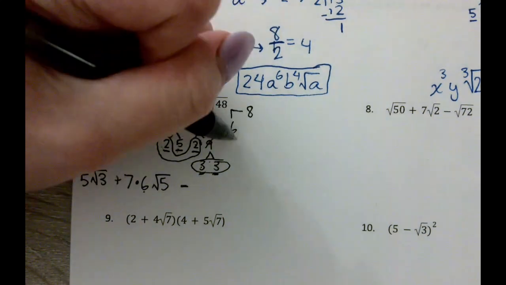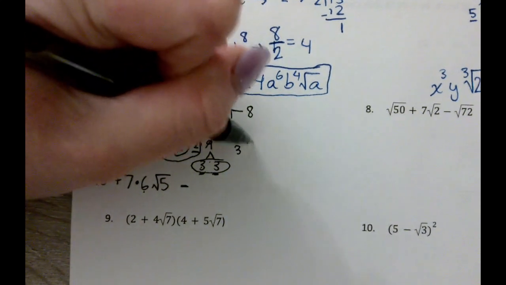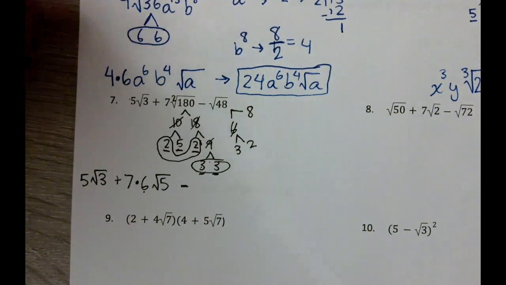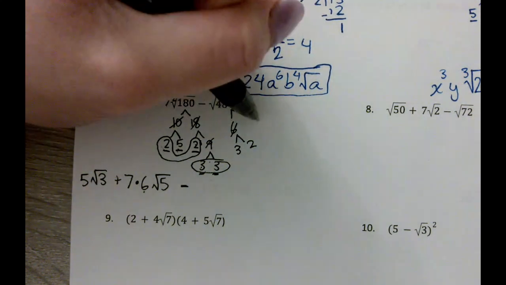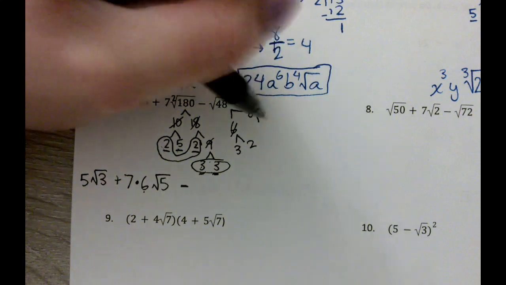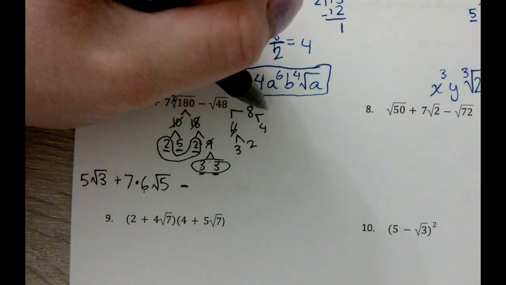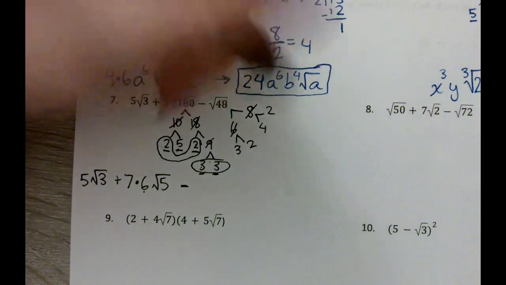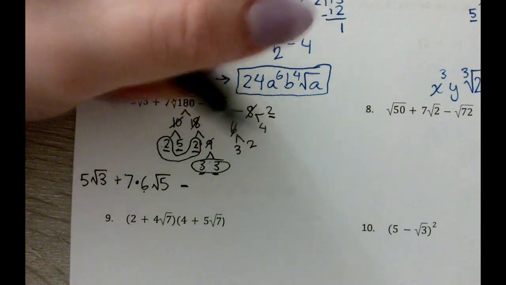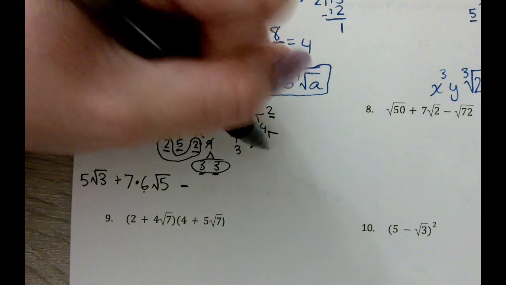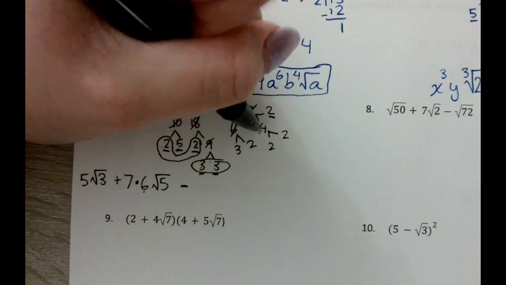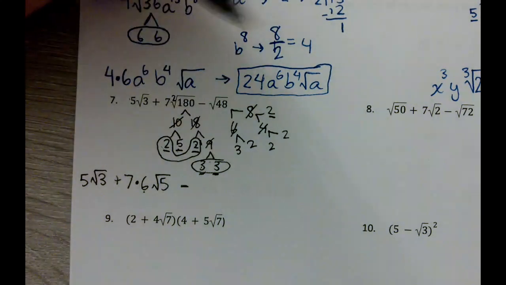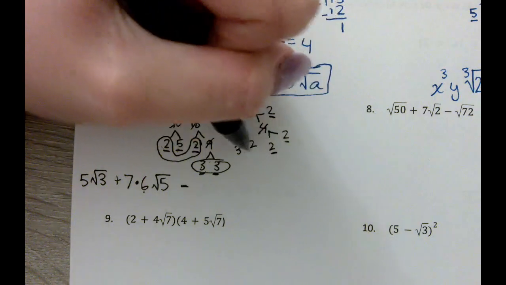Okay, so 6 breaks down nicely. That's 3 and 2. So my 6 is done. It's kind of a sideways tree. And then 8 breaks down into 4 and 2. 8 is done. 2 will stay. And then 4 I can break down one more time into 2 and 2. And now I'm done with the 4. So I've got 2, 2, 2, 2, and 3.